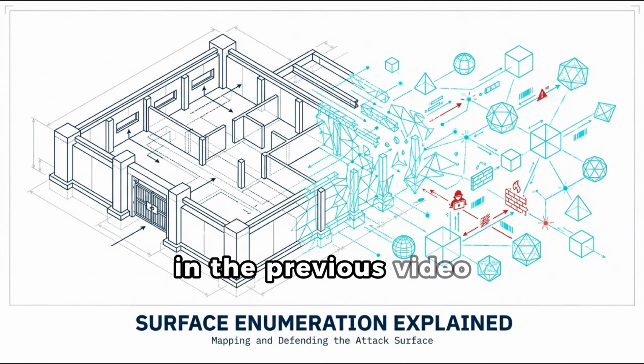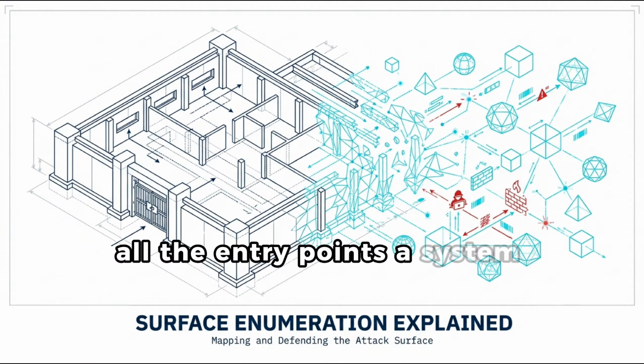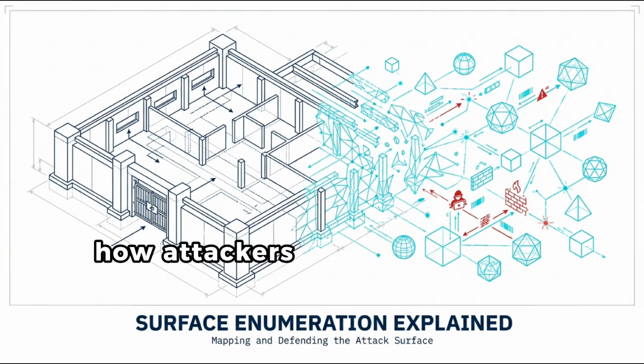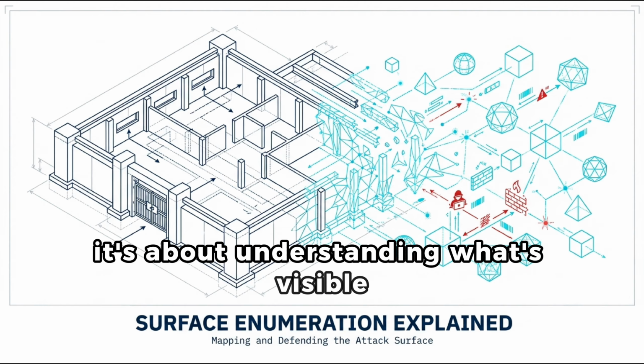In the previous video, we talked about what an attack surface is, all the entry points a system exposes. Now we're going one level deeper: how attackers actually discover those entry points in practice. Because security often isn't about hiding secrets, it's about understanding what's visible.